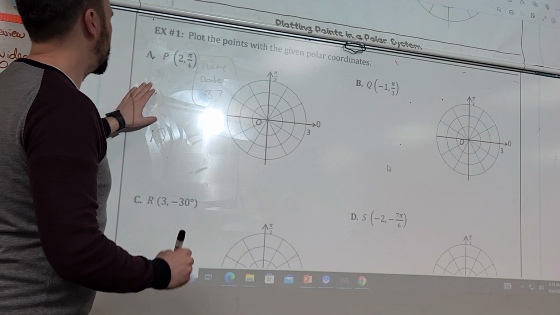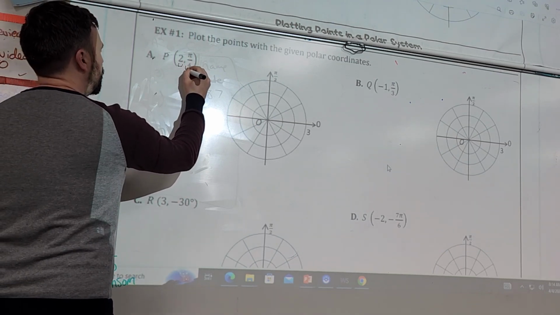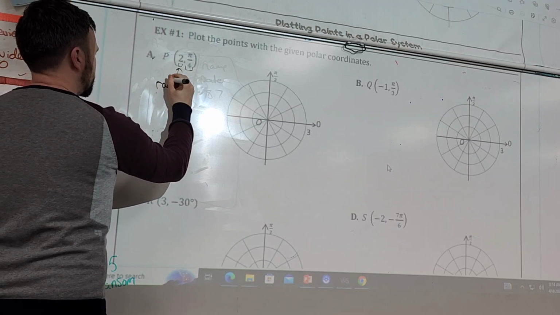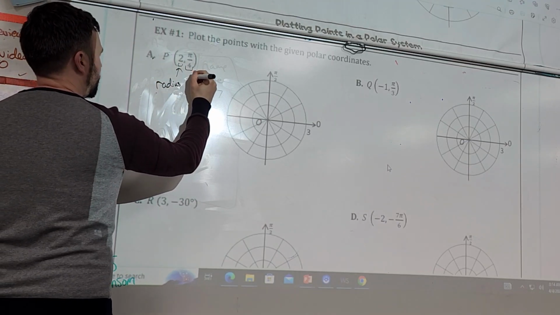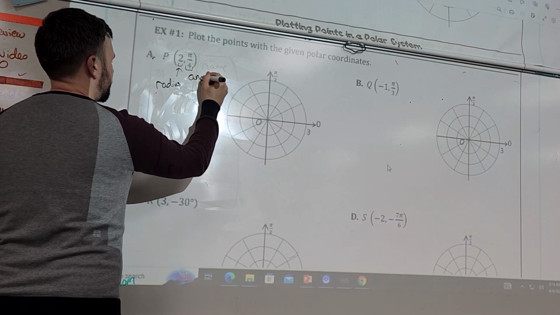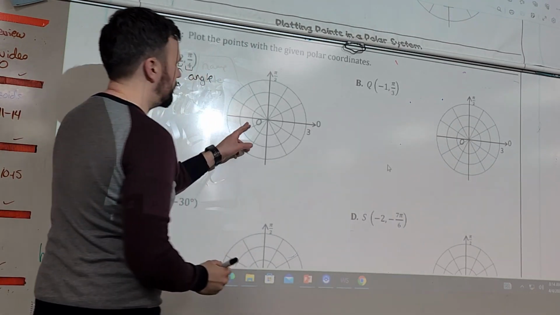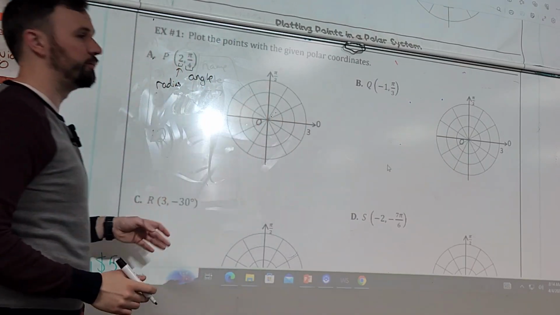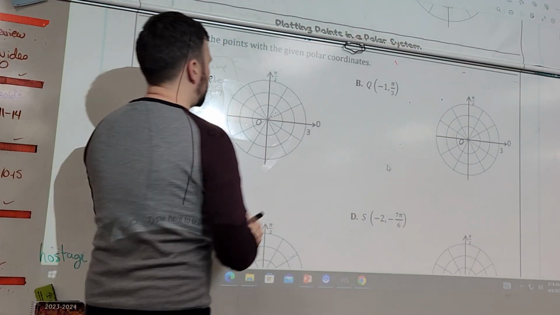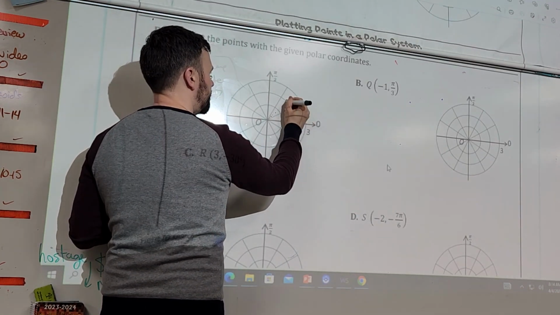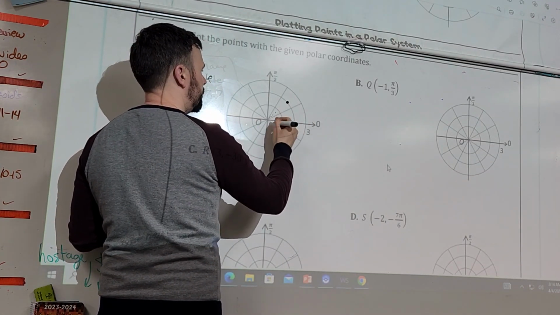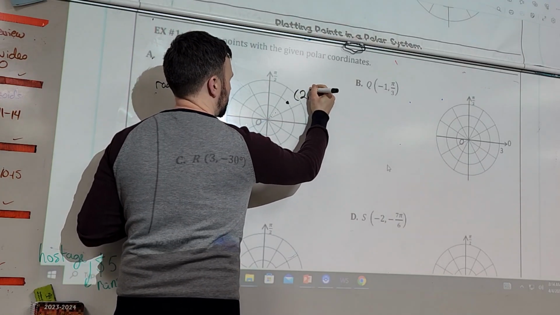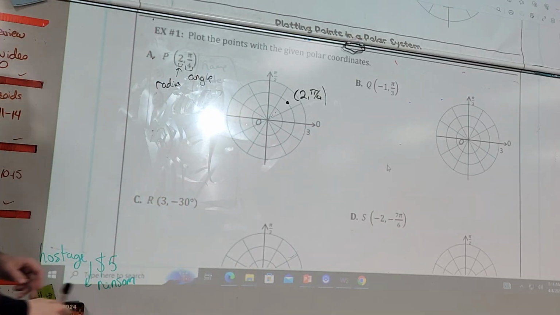Alright, for this piece, sorry for the glare. We're graphing (2, pi over 4). So 2 is my radius. Pi over 4 is my angle. So pi over 4 is right here, right? Right in between 0 and pi over 2. My radius is 2. So that's 1, 2. 0, 1, 2. So that's my point (2, pi over 4). Okay.